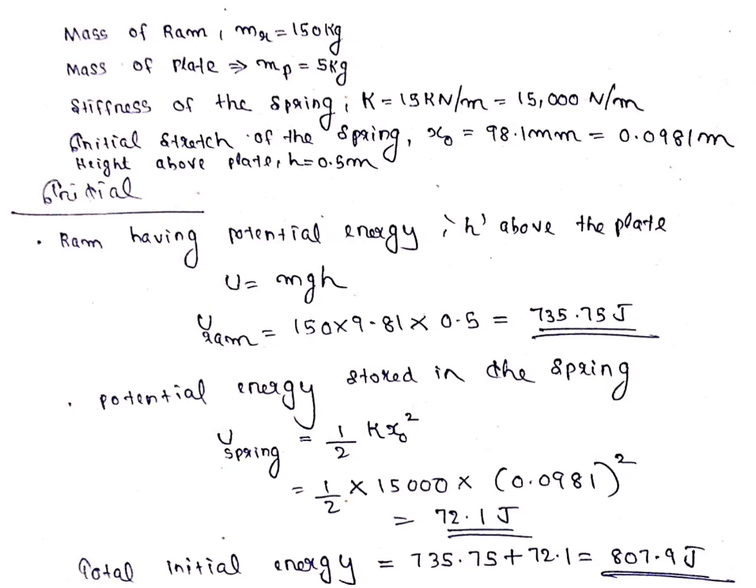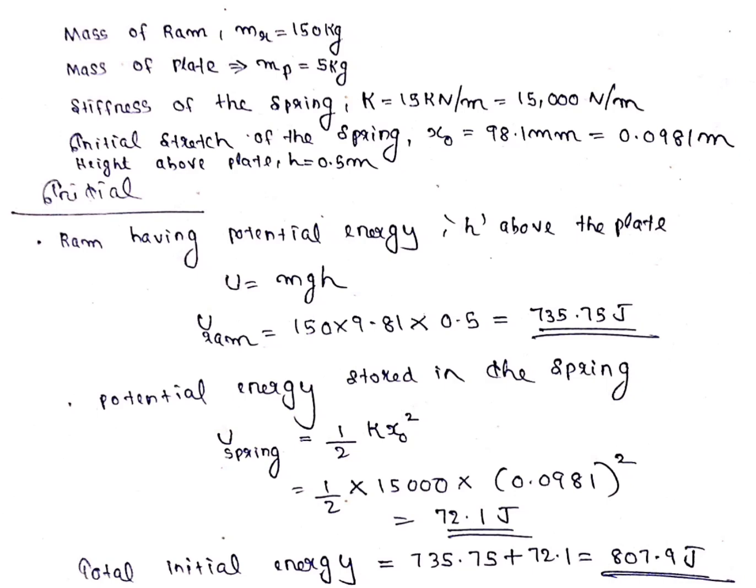So let's look at the initial condition. What are the energies present in this given arrangement? As you can see, the ram is at a height of 1 meter from the ground and 0.5 meter from the plate. So basically it's at a height h. We know the basic idea of potential energy. The one which is at a height h would have potential energy. Suppose it is at a height h, it would have a potential energy of mgh. So the ram has potential energy due to height h above the plate.